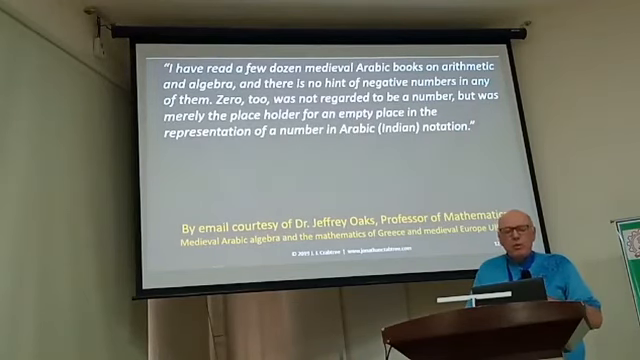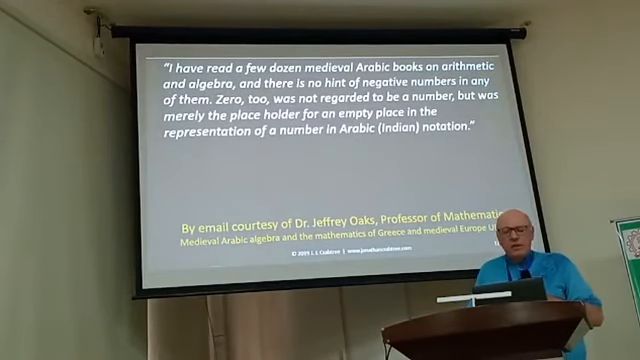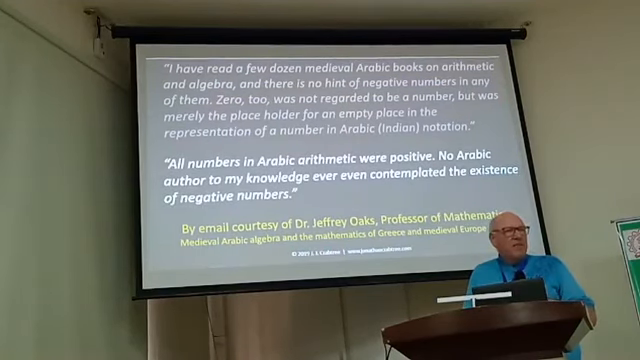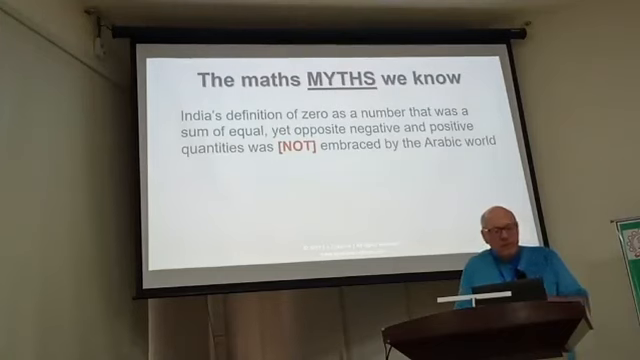0, too, was not regarded to be a number, but was merely the placeholder for an empty place in the representation of a number in Arabic notation, which at that time was India's notation. All numbers in Arabic arithmetic were positive. No Arabic author, to my knowledge, ever even contemplated the existence of negative numbers. And yet remember, Brahmagupta defined zero as the sum of negative numbers and positive numbers brought together, cancelling each other out. Very similar to, for every action there's an equal and opposite reaction. So the maths myths we know.